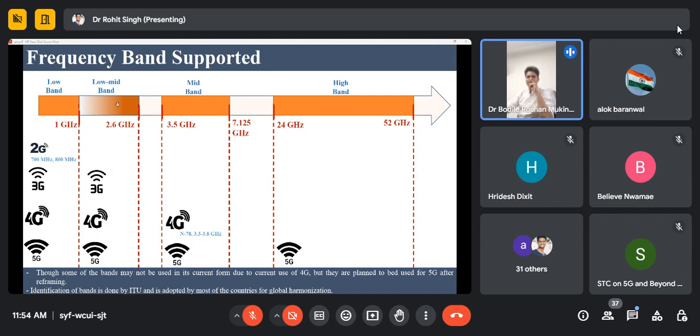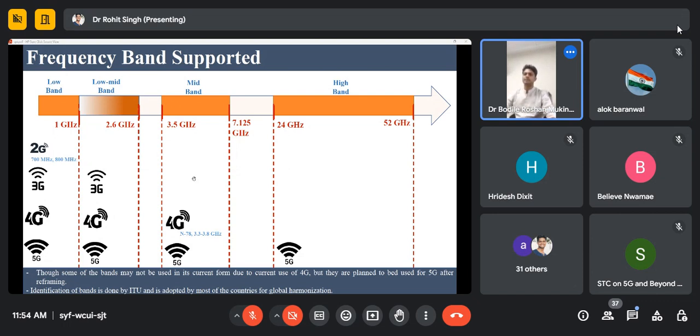Next band is low mid band that varies from 1 gigahertz to 2.6 gigahertz, and this was available for third generation. So 2G cannot be supported within this band. So this band was available for third generation, and obviously it was later available for fourth generation and now fifth generation as well. So if most of the mobile phones within the cell vicinity are 4G, we cannot shift it towards 5G until and unless our mobile can support the 5G operation. So again, this band was available for 3G and now is available for 4G and 5G as well.